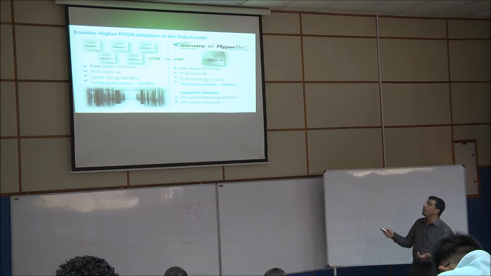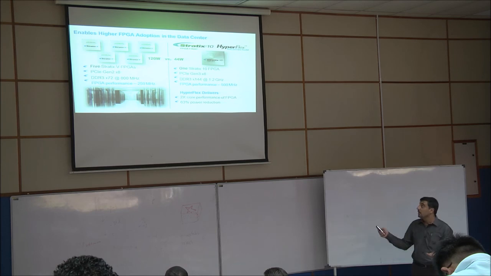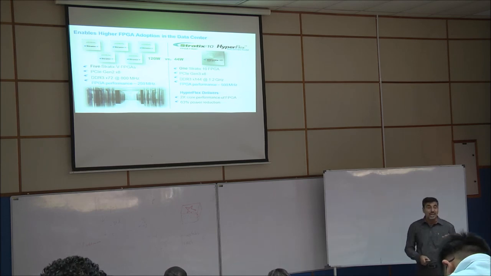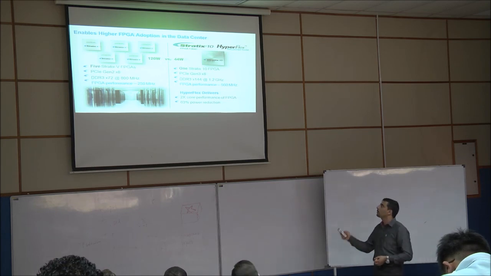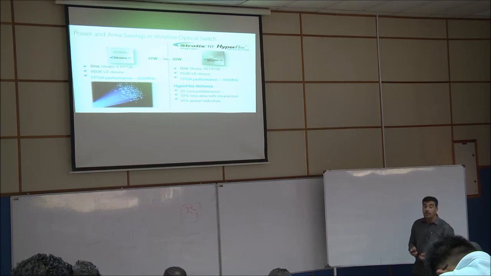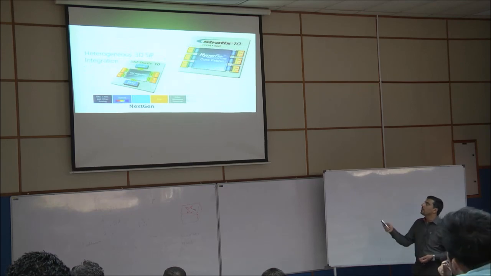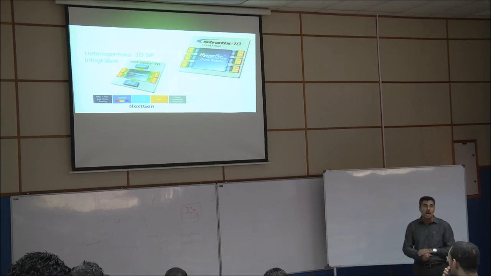Then this enables higher FPGA adoption in the data center, how we can utilize it in the data center by using DDR3, and now we can use DDR4 as well as an IP core inside the FPGA. Clear? So this is also in terms of power and area saving, because we're talking about 5.5 million. This is the heterogeneous 3D SiP, system in package.